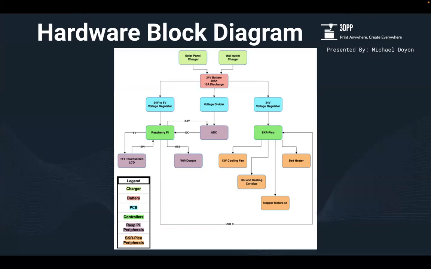Here's our overall hardware block diagram. First it starts with our wall outlet charger that goes into our 24-volt battery. And then that branches off into some of our regulators and our voltage divider. We have a Raspberry Pi portion of 3DPP, as well as the SKR Pico system. All this is used in our electronic design.